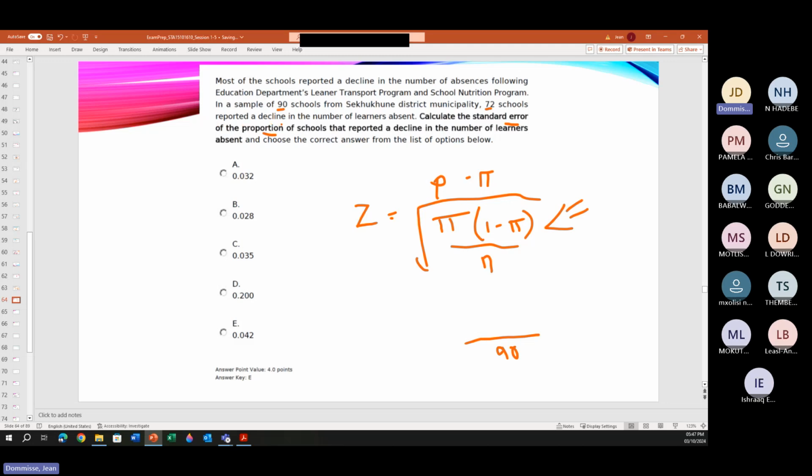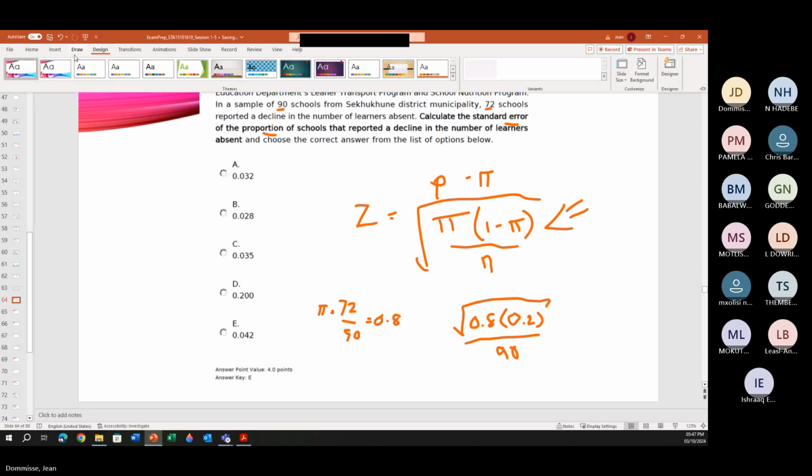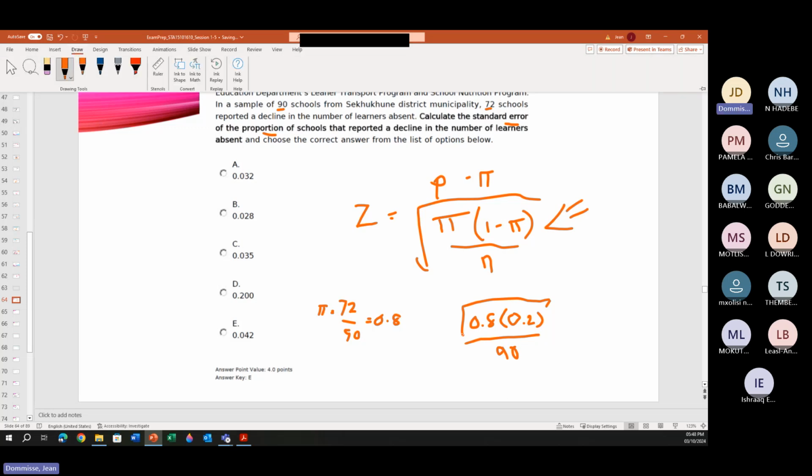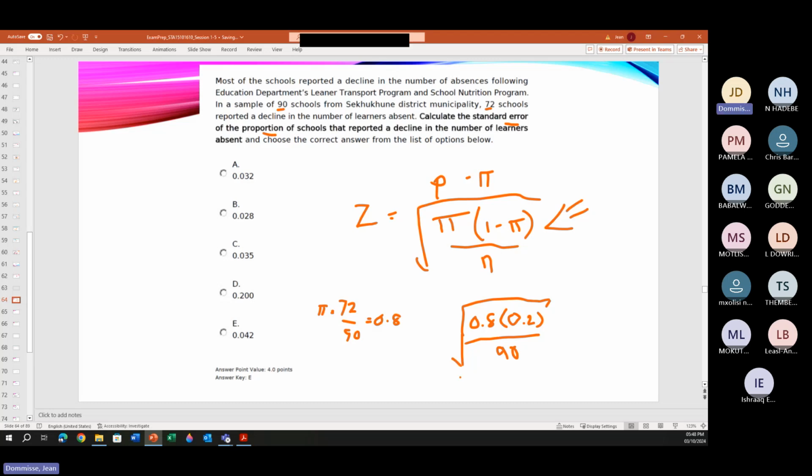72 schools reported a decline. Okay, so we can then get the 72 divided by 90, and hopefully it's a nice fraction and not something that goes on continuously. Okay, so 0.8 is a nice number to work with. So we know 1 minus 0.8 will be 0.2. And the square root must be across everything. So small errors like that can also give you different answers. So just be very careful about making those small types of errors.